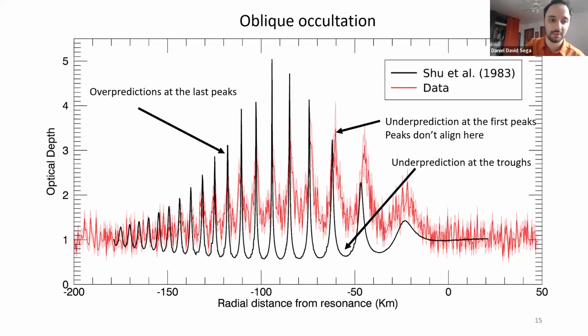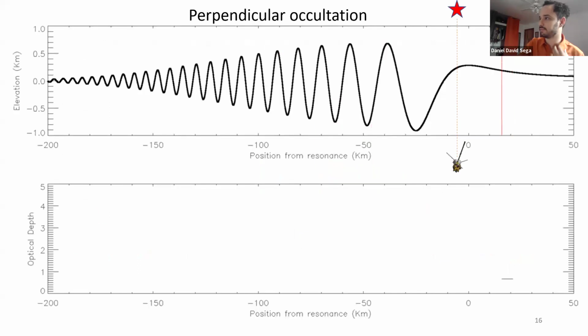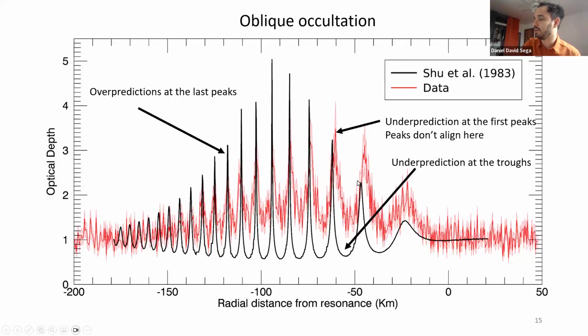So the wave is kind of overdamped relative to what the theory says. And at the beginning, we also see that the first peaks are higher than the theory predicts. Now, this is for an oblique occultation. So you're going to get all these variations in the optical depth if the star has a low opening angle with respect to the ring. Here on the top right, I have a little cartoon showing that if this is the ring plane, the star has to be close to the plane when you look at it in order to get these variations.